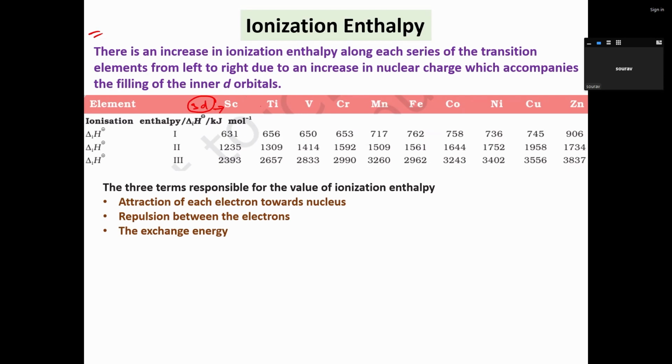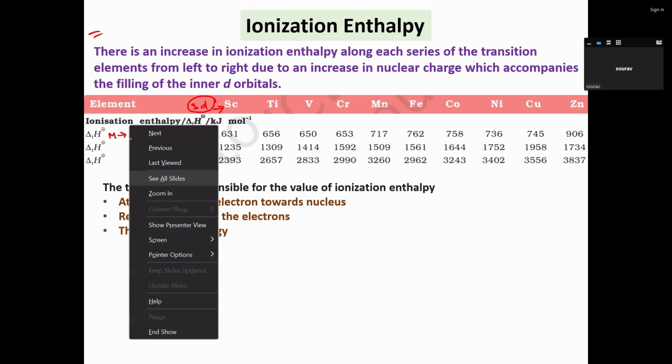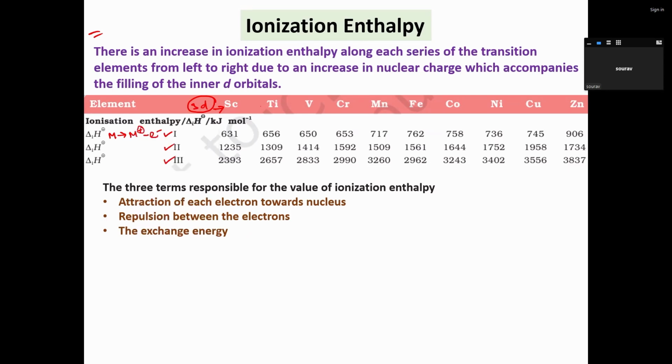So what is happening here? We will look at the first ionization enthalpy, the second ionization enthalpy, and the third ionization enthalpy. The first ionization enthalpy means the loss of one electron, M to M plus. The second ionization enthalpy means M plus to M plus 2. The third ionization enthalpy means M plus 2 to M plus 3.